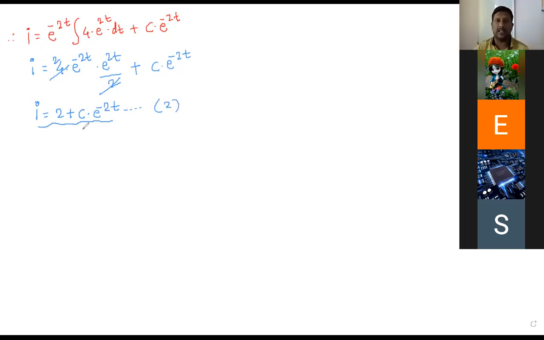Now how to find the value of c? For that purpose you have to use the initial conditions. So what is the initial condition? What will be the statement here? How to write the initial condition?